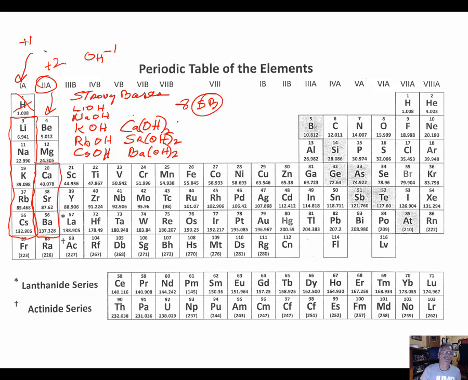And I need to make sure that you understand that when calcium hydroxide and strontium hydroxide and barium hydroxide dissociate, they dissociate to calcium 2 plus, and we're putting them in water, and two discrete hydroxide ions in aqueous solution. And that'll be true for strontium and barium hydroxide as well. Just dissociate them in the same way. So this is a twofer for the strong bases.